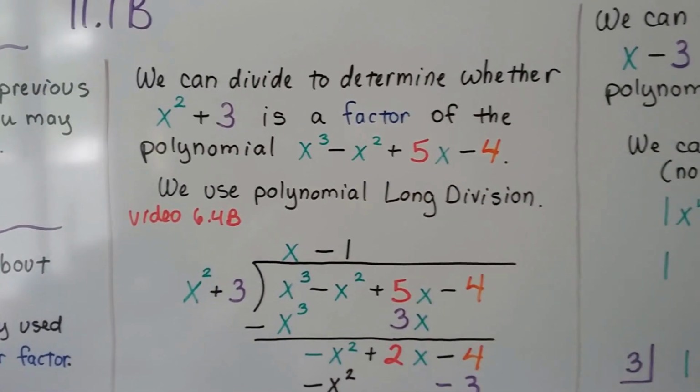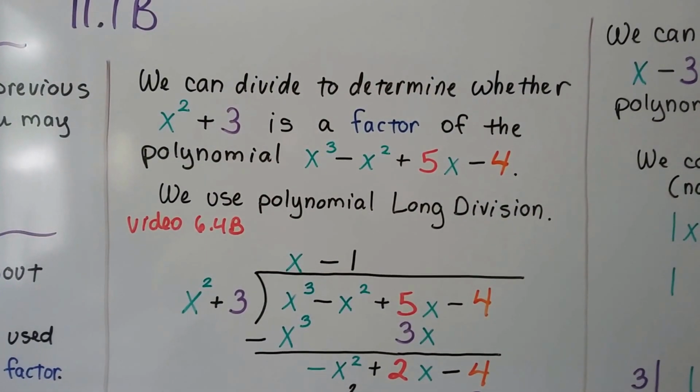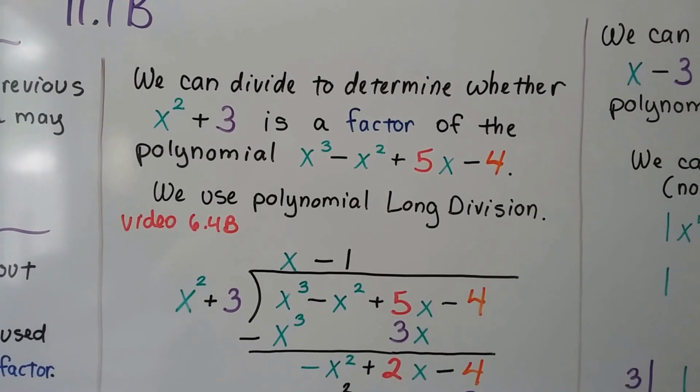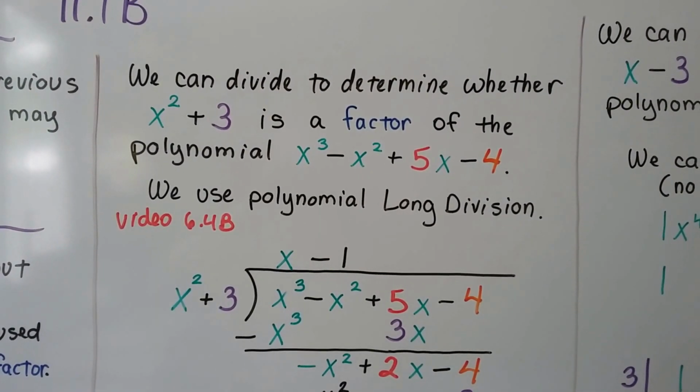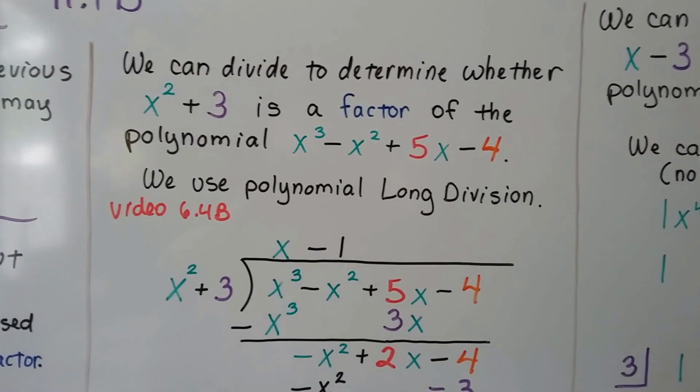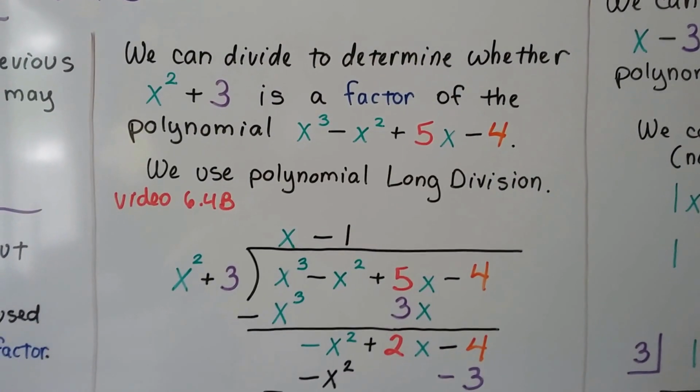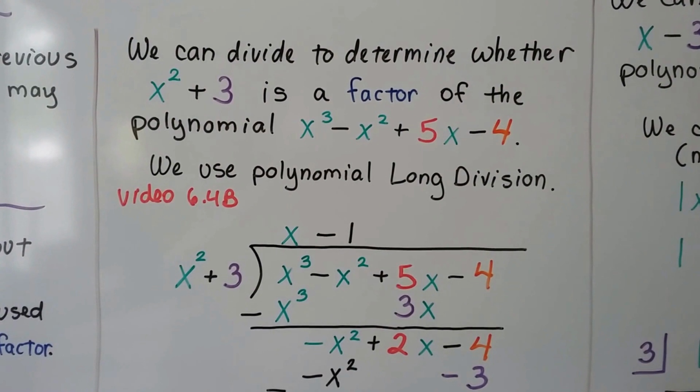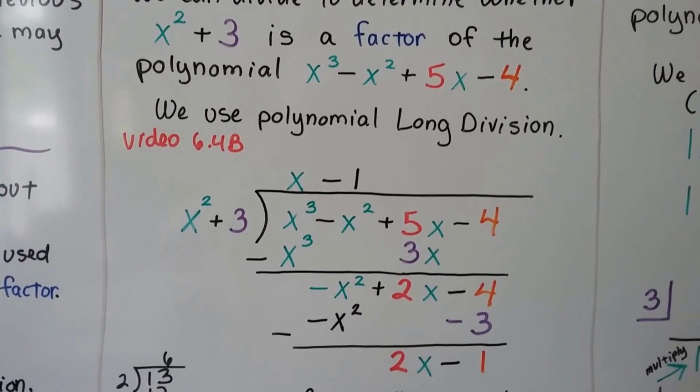So here's our first example. We can divide to determine whether x squared plus 3 is a factor of the polynomial x to the third minus x squared plus 5x minus 4. We use polynomial long division. We learned that in video 6.4b, and I'll have a link to that one too in this description.